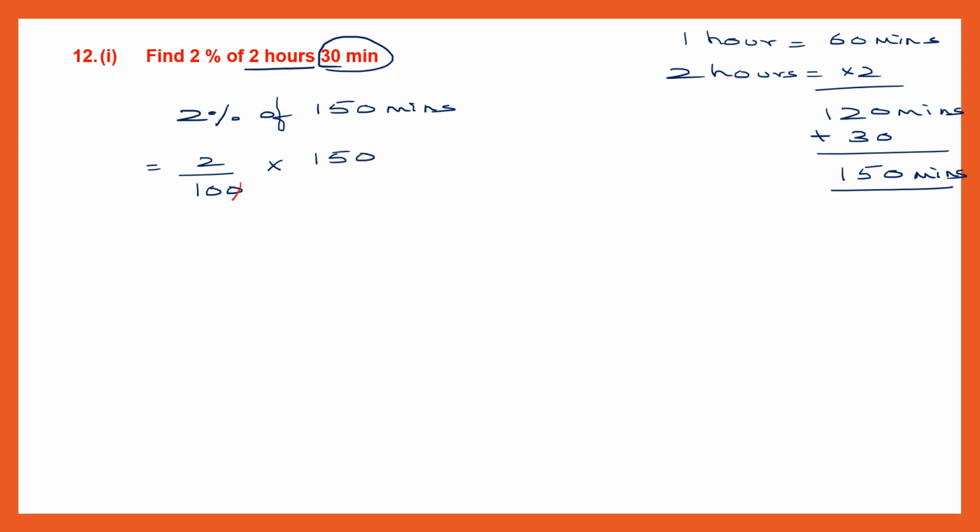Now cancel the zeros, one 0 here, one 0 here. I can cancel 2 and 10: 2 ones are 2, 2 fives are 10. I can cancel 5 and 15: 5 ones are 5, 5 threes are 15. So what do we have in the numerator? 1 into 3, so 1 threes are 3. In the denominator we have only 1. So the answer is 3. Now what is the unit? The unit will be minutes because we are asked to find 2% of 150 minutes. So the answer is 3 minutes. This is our final answer.